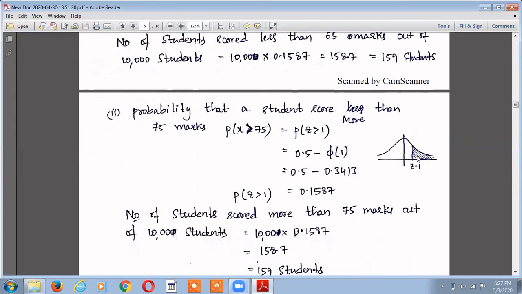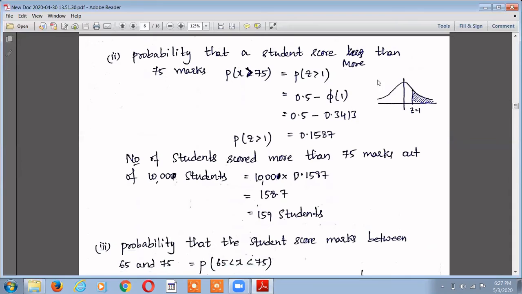And the second case: the probability that a student scores more than 75 marks. First we find out the probability for one single student. Later we multiply that with 1000. So P of X greater than 75 can be written as P of Z greater than 1, because for 75 the corresponding standard normal variate is 1. So P of Z greater than 1 means the area below the curve from Z equal to 1 to infinity.